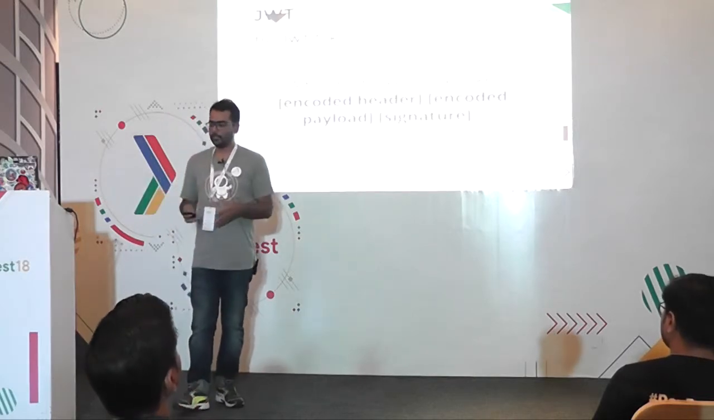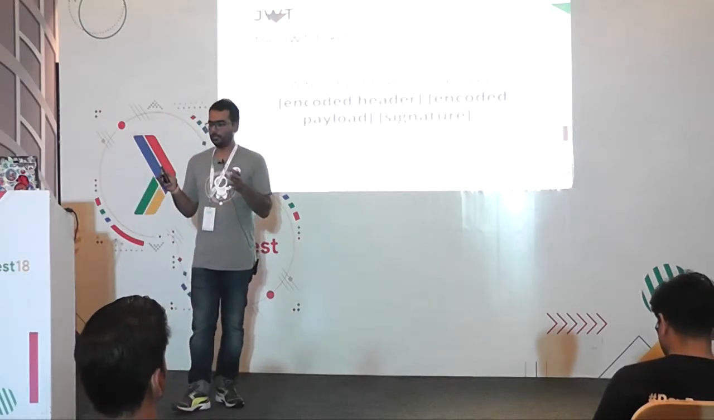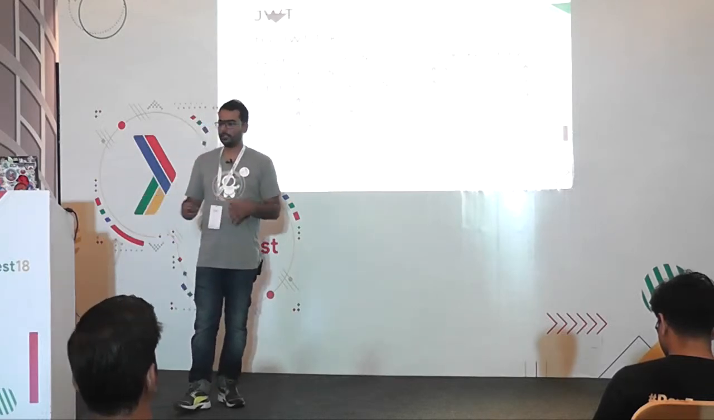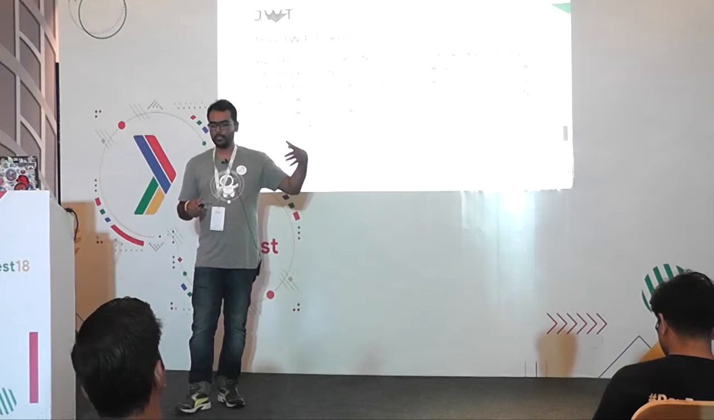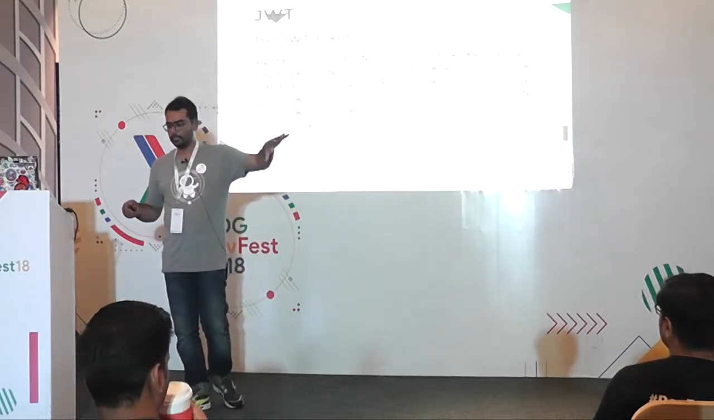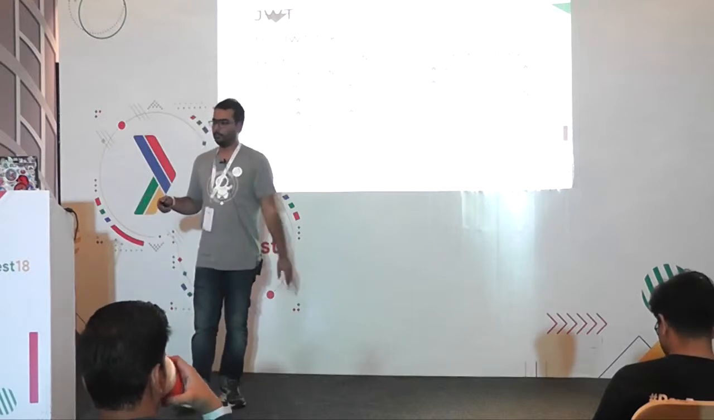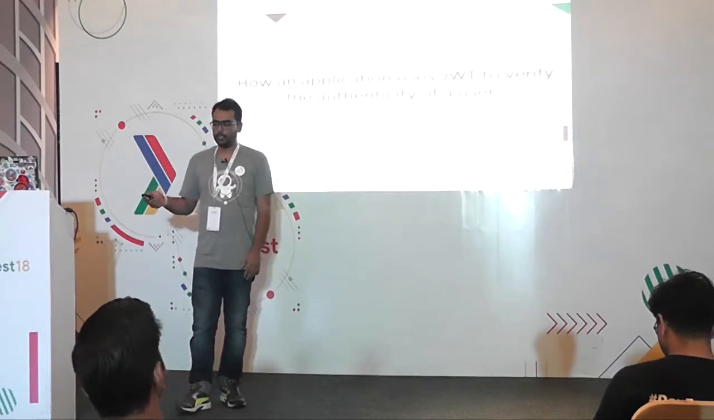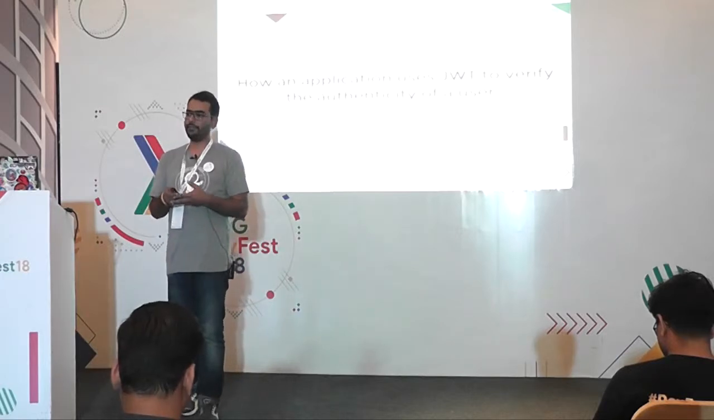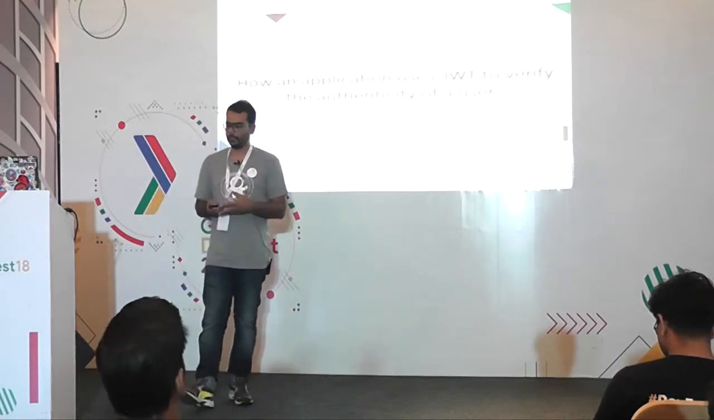So a finished token looks like encoded header dot encoded payload dot signature, which looks something like this. The red part is the encoded header, the payload is the purple one, the pink one, and the blue one is the signature. So how does an application use JWT to verify the authenticity of a user?